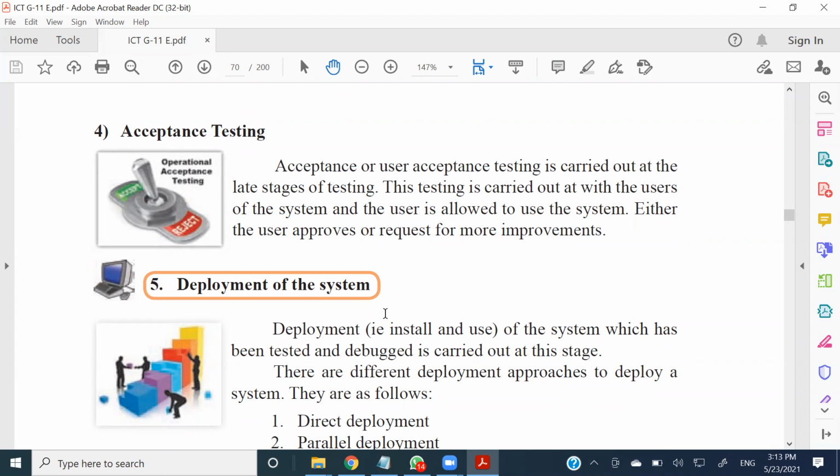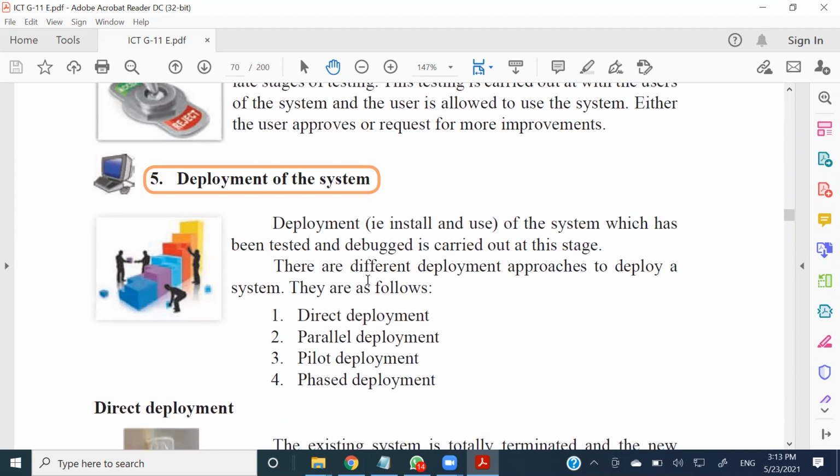Right? So now there are ways that the existing system is taken out and the new system is allowed to flow into the organization. Those are the ways that we are going to talk about today. There are four methods that have been introduced to us: direct deployment, parallel deployment, pilot deployment, as well as paced deployment.